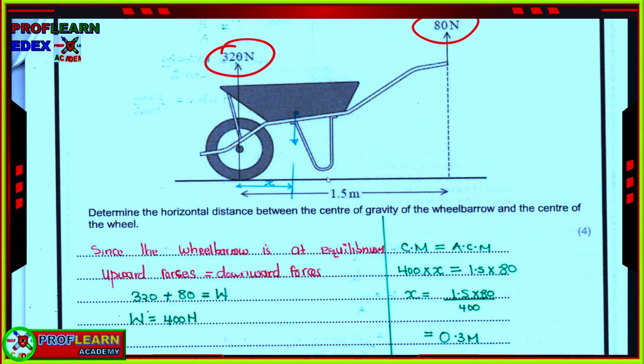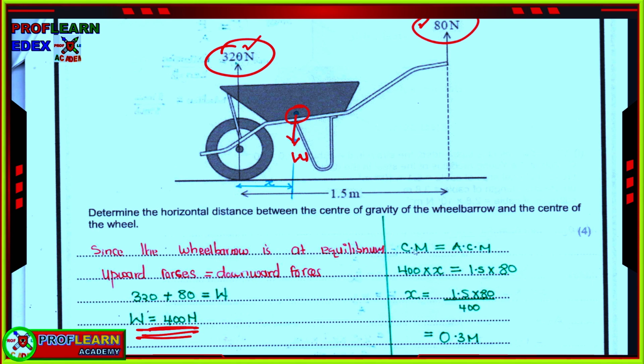So in that regard, we are going to say that since the wheelbarrow is at equilibrium, the upward forces and downward forces must be equal. So if you add this force and this force, these upward forces must be equal to the one downward force, which is the weight. So the weight of the wheelbarrow is 400 newtons.